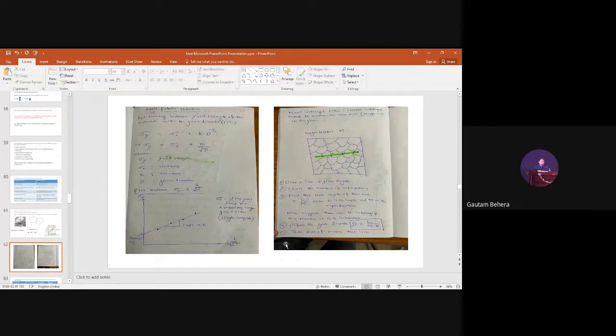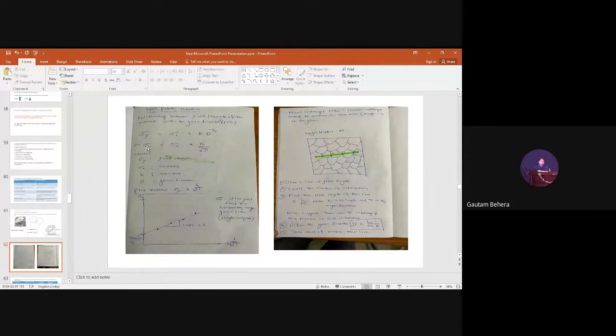There are many mechanisms happening, like grain boundary sliding and grain boundary migration. Those things will happen if the size of the grain is very, very small. Now you understood up to this? Yes, sir. Okay. So this can be explained further.